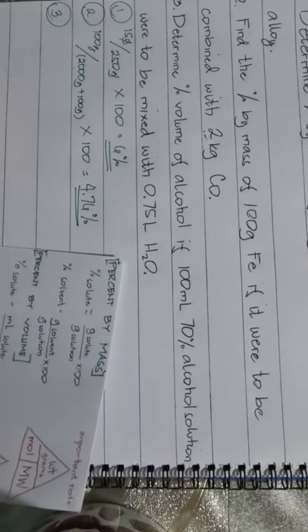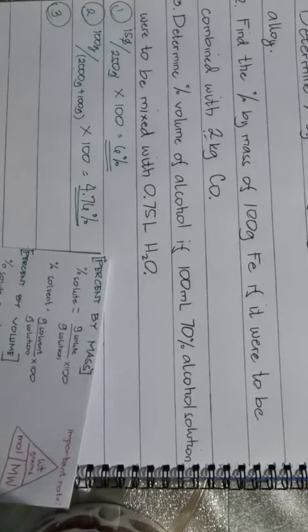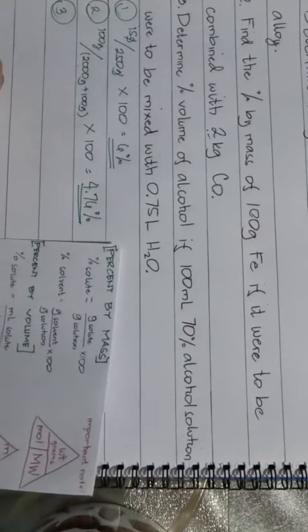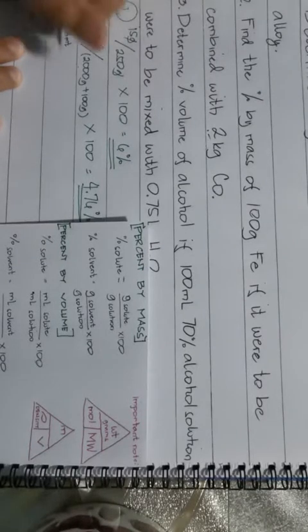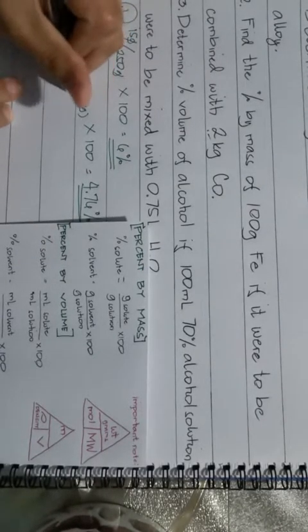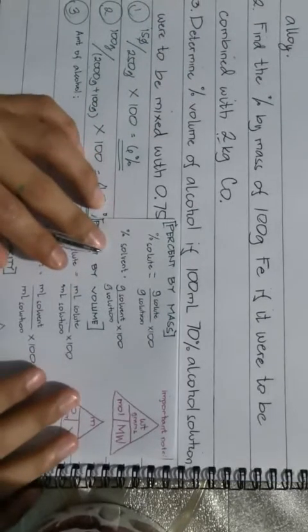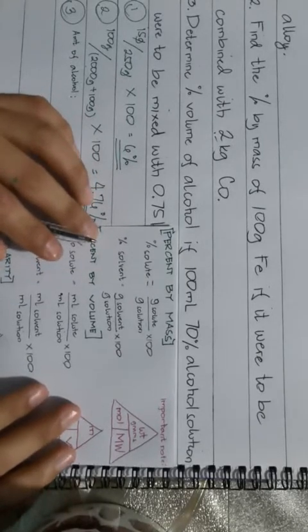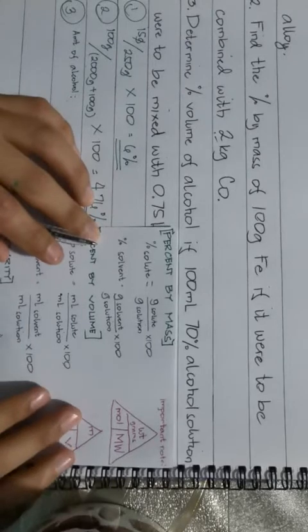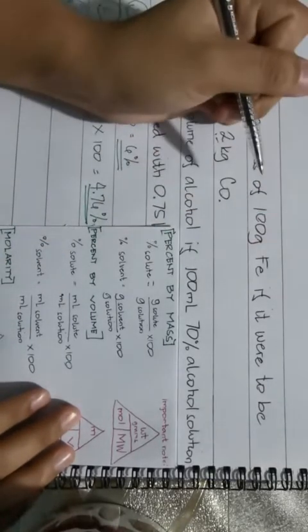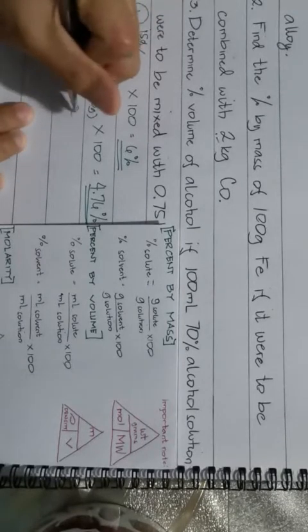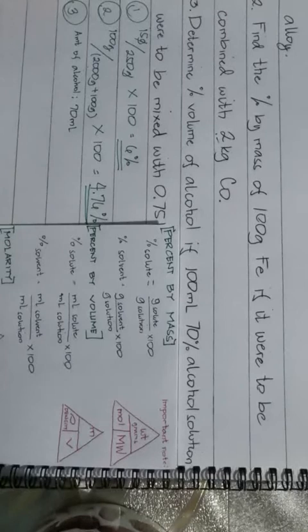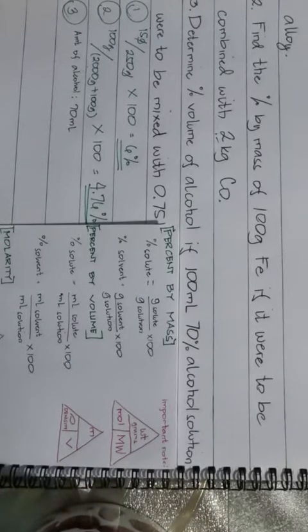So determine the percent by volume of alcohol if 100 ml of 70% alcohol solution were to be mixed with 0.75 liters of water. Una, alamin muna natin yung amount ng alcohol. So in this case, amount of alcohol, sinabi niya dito na meron tayong 70% alcohol solution and it has a volume of 100 ml. So dito, kailangan muna nating alamin kung ilan yung amount ng alcohol dito sa question na to. So, in order for us to determine, kunin natin yung 70% ng 100 ml, so that is 70 ml. Next naman, alamin natin kung ano ang magiging percent by volume ngayon ng alcohol.